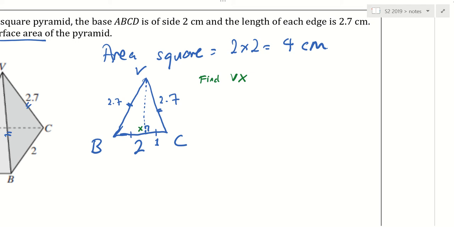Reset. Danish, I want to find Vx. I got my 2 point. Your hand okay already? The thing take out already. The splinter thing. Okay, this is 2.7. This is 1. How do I find Vx? Use the Pythagoras theorem. Danish, can you tell me what to write?